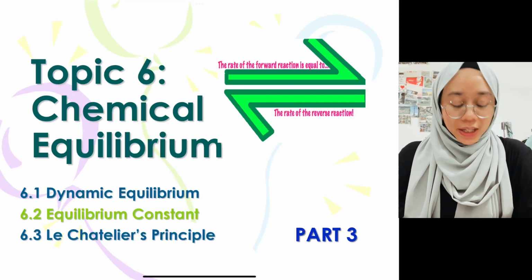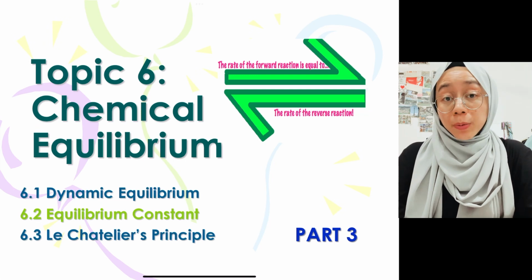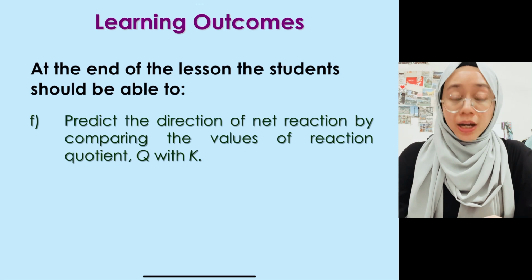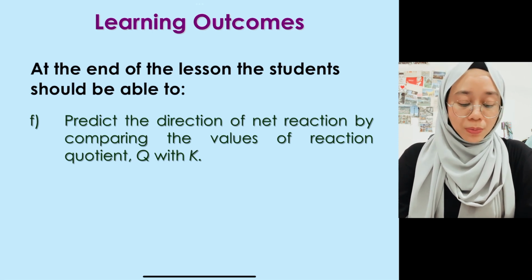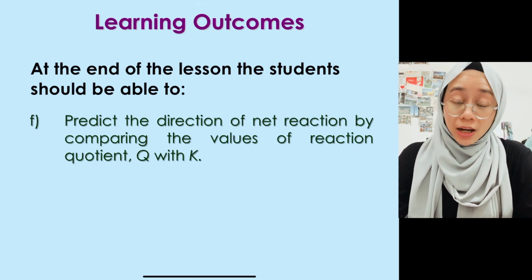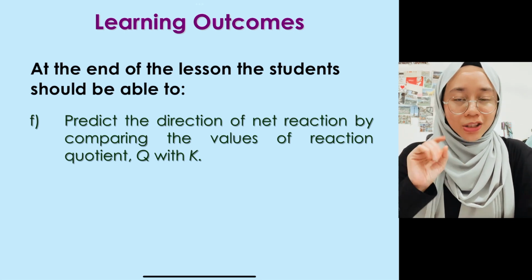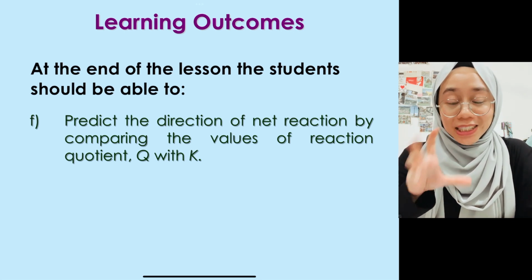So in this video here, 6.2 equilibrium constant, we are going to cover this particular learning outcome. By the end of this lesson, you should be able to predict the direction of net reaction by comparing the values of reaction quotient Q with K. So there's a new term here, Q, reaction quotient.